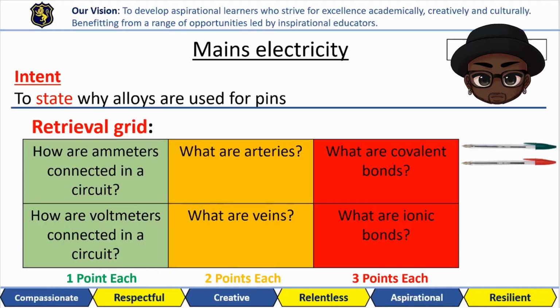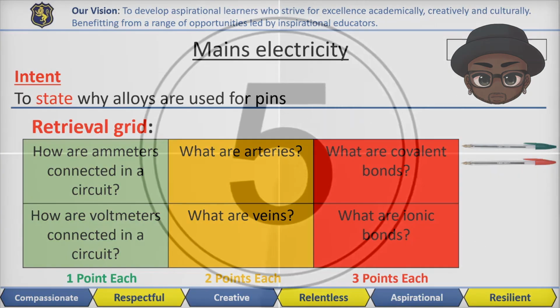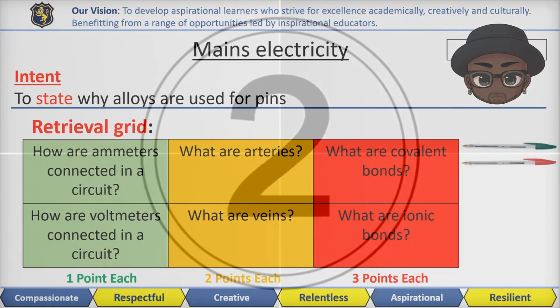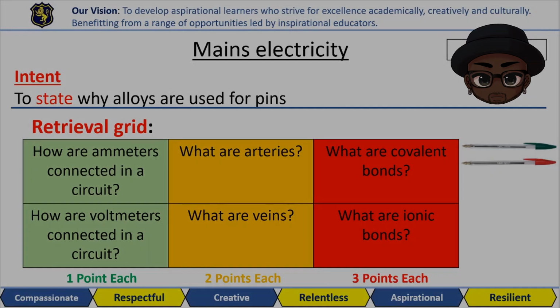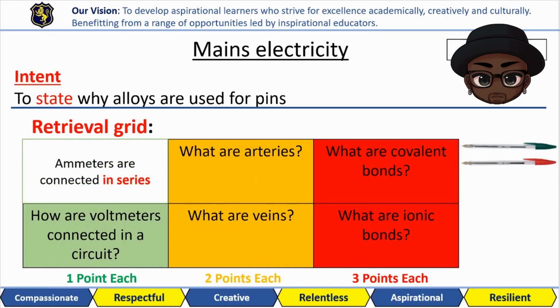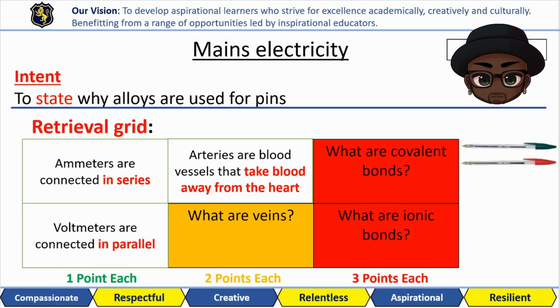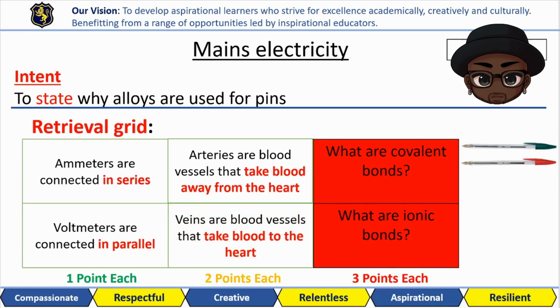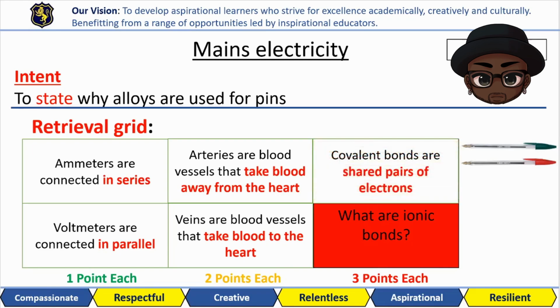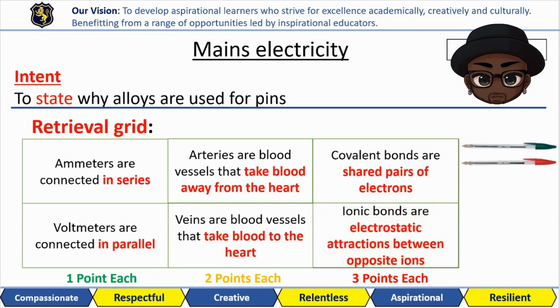Here are the retrieval questions for this lesson. You know what to do. Ammeters are connected in series. Voltmeters are connected in parallel. Arteries are blood vessels that take blood away from the heart. Veins are blood vessels that take blood to the heart. Covalent bonds are shared pairs of electrons. Ionic bonds are electrostatic attractions between oppositely charged ions.